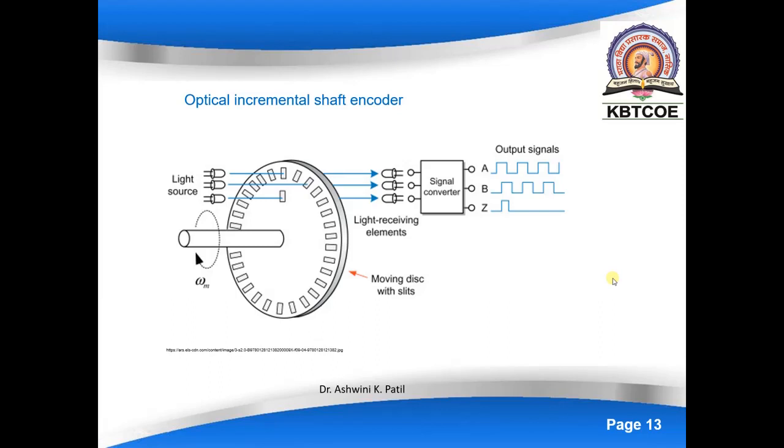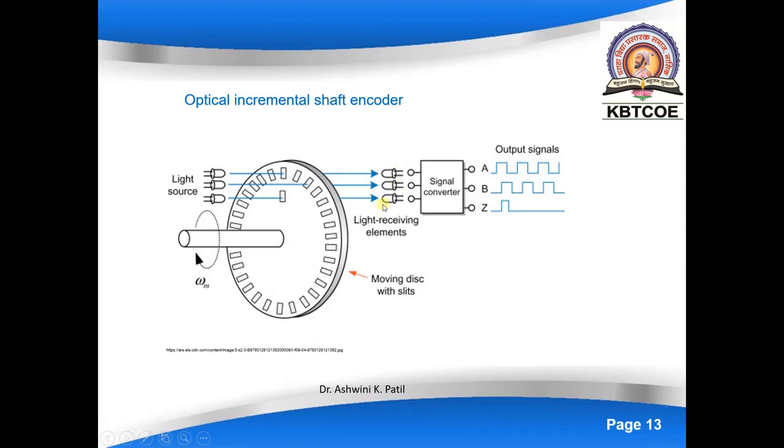Optical incremental shaft encoder. Here we can see incremental encoders. Its disk is like this. At equidistance there are a number of slits on this disk. This disk is connected to the shaft of which we have to measure the speed, and at one end of the disk there is a light source, and at another end of the disk there are the sensors or detectors.